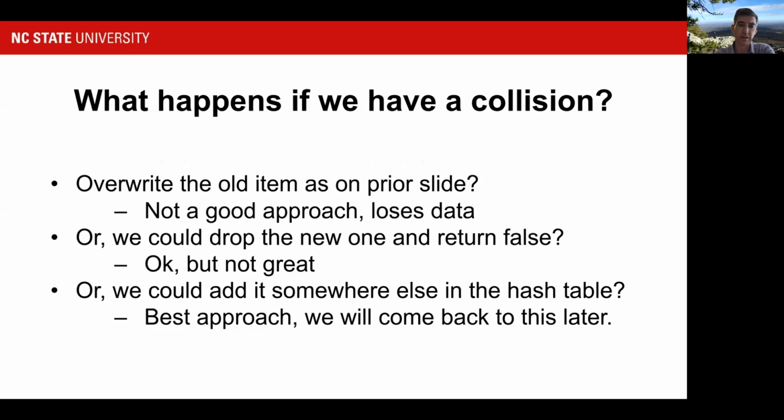What we could do instead is drop the new one and return false. We could fail. We could say, no, we can't take this item. That is also not a good approach. We're trying to implement a set abstract data type. It's really not okay for us to fail on such a simple operation. The last alternative is we could try to add it somewhere else into the hash table. Now that's a pretty good approach, but we don't yet know of good ways to do that. So that's what we're going to do, we're just not going to do it yet. So it's kind of a placeholder.